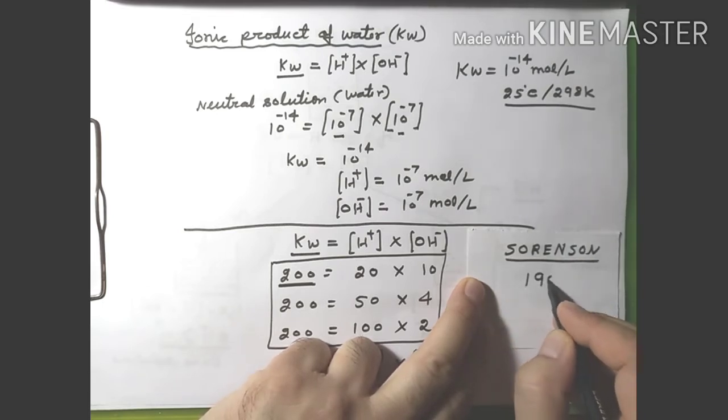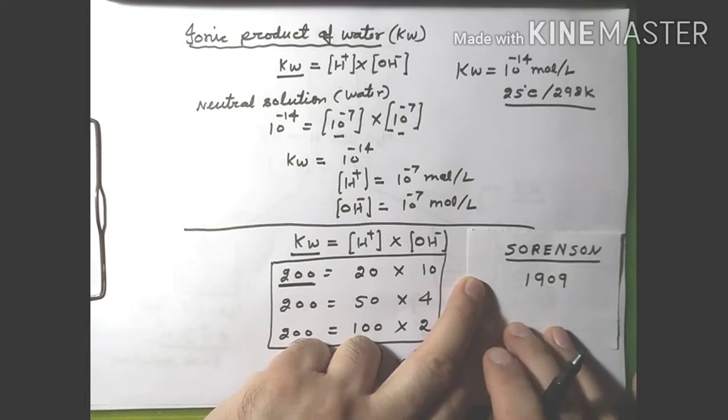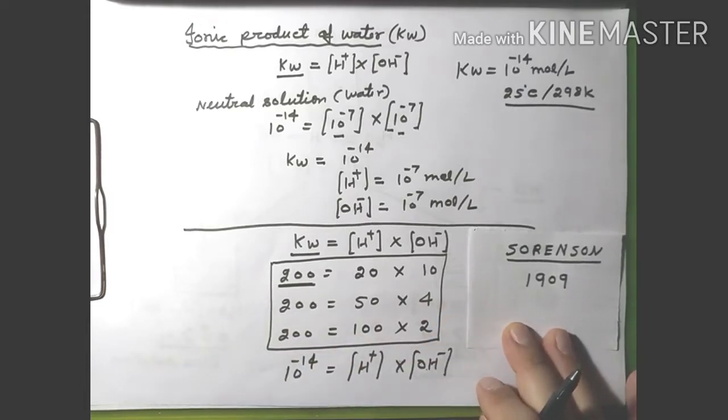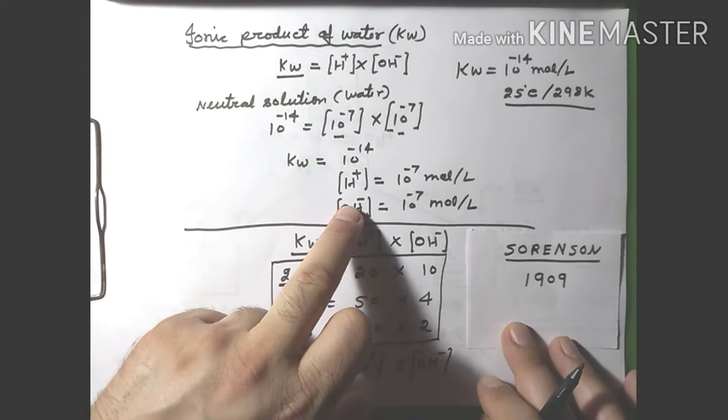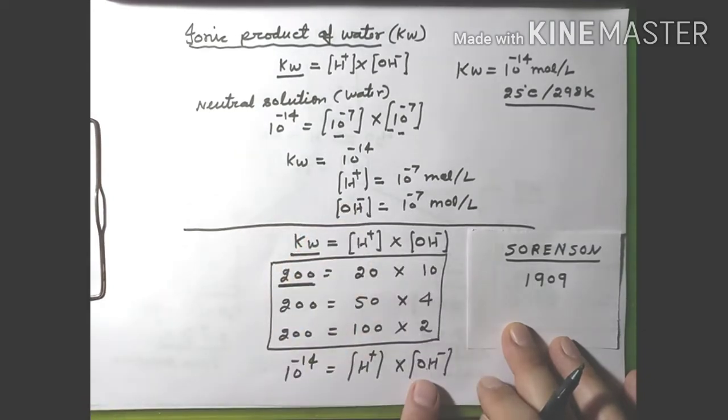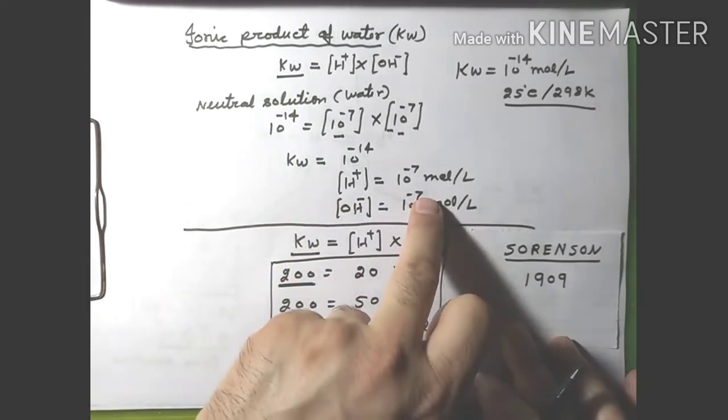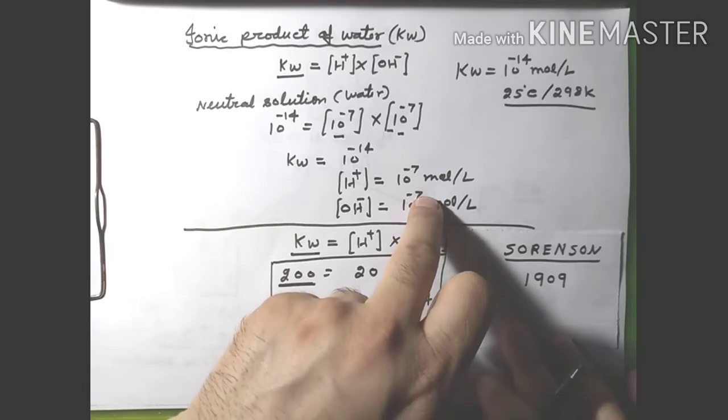In 1909, he said, why do we define the acidic character of the solution and the basic character of the solution on the basis of the two values, that is H plus and OH minus ion? Why do we say like this? If the concentration of H plus ion will increase, the solution is said to be acidic. If the concentration of OH minus ion will increase, the solution is said to be basic.